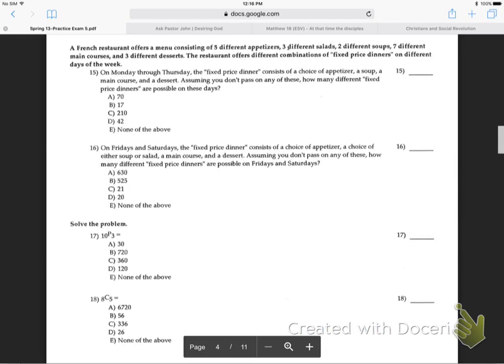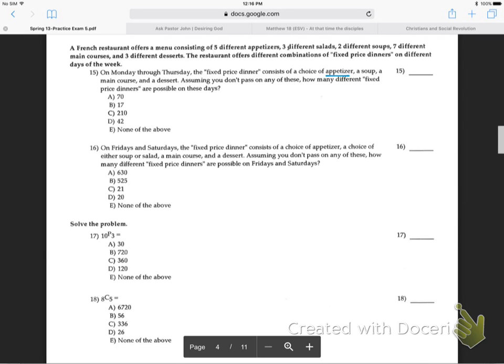Okay. French restaurant, 5 appetizers, 3 salads, 2 soups, 7 main courses. That's a lot of things. 7 desserts. All right. On Monday through Thursday, the fixed price dinner consists of a choice of appetizer, soup, main course, dessert. Assuming you don't pass any of these, how many different fixed price dinners are possible? Okay. So it's the same thing. It's just decisions and options, right? So let's write down what it is we're talking about here.